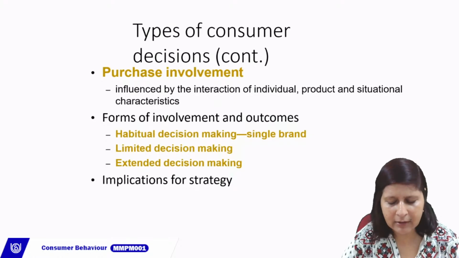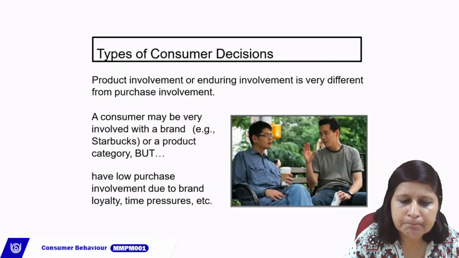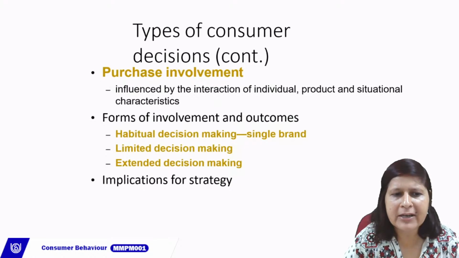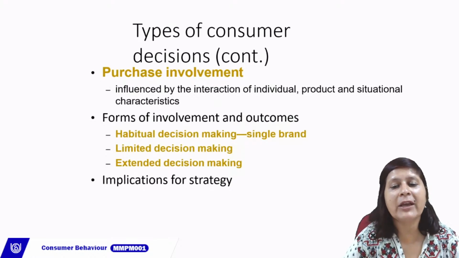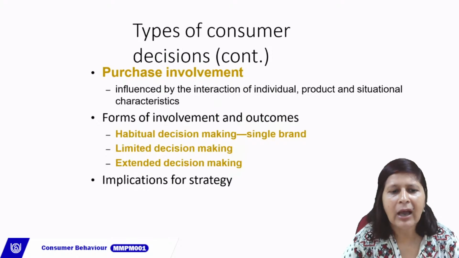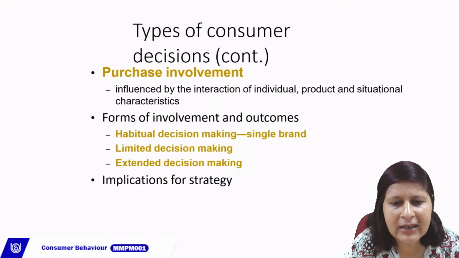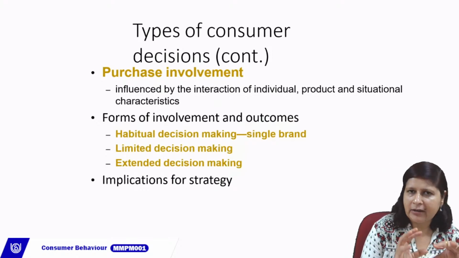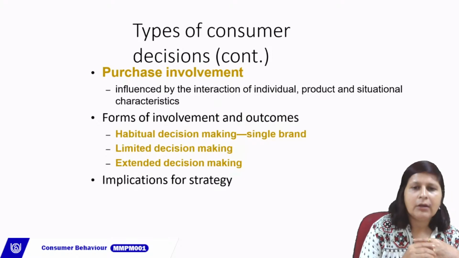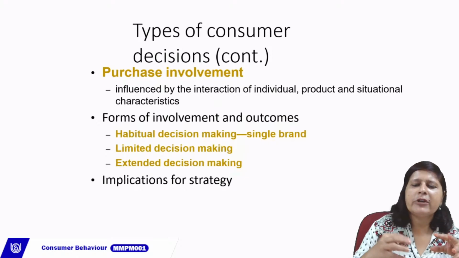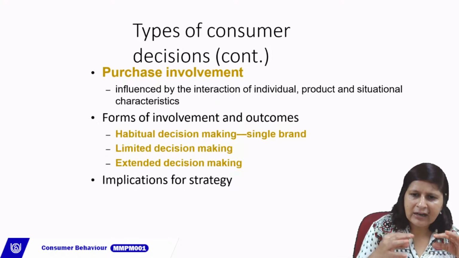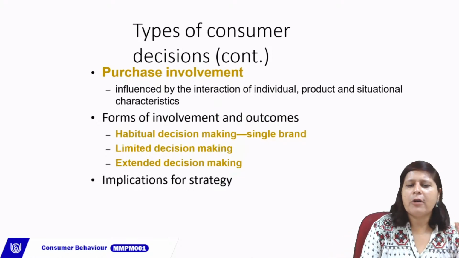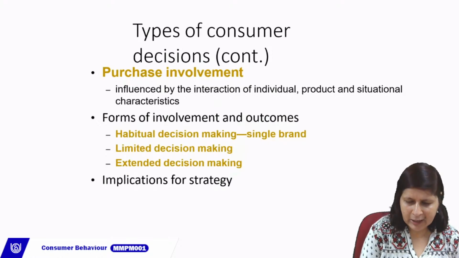A consumer might have low purchase involvement, and this purchase involvement is influenced by the interaction of individual, product, and situational characteristics, right? It could be influenced by many factors, like we discussed. That is the form of involvement and the types of outcome.